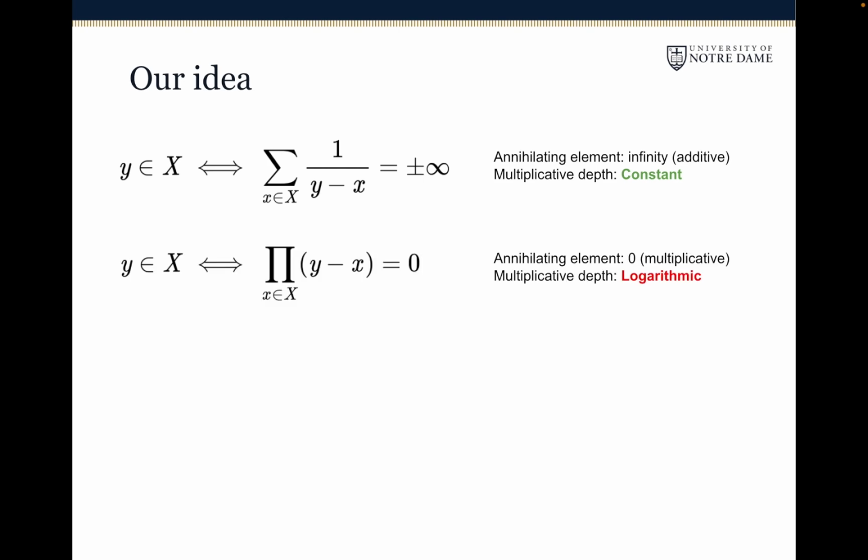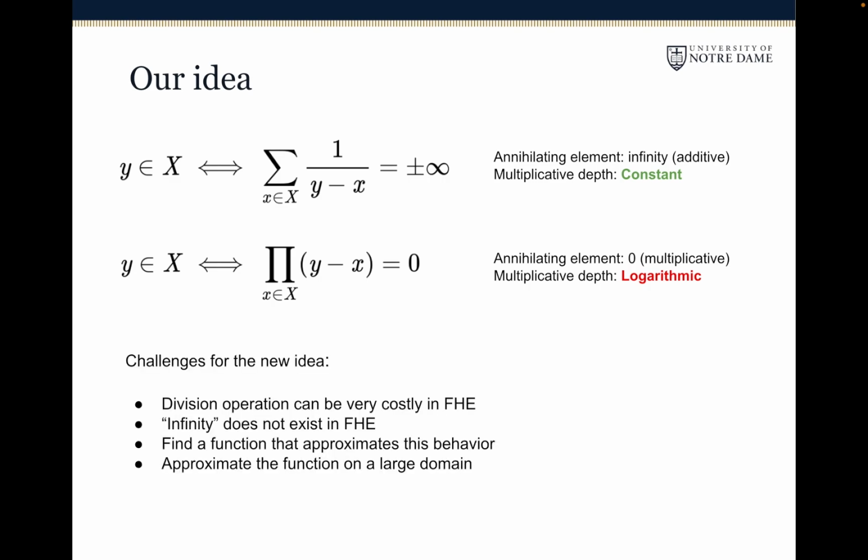So compared to the previous approach, this is how our idea differs, and some challenges that we need to solve to make our idea practical. It's basically computing the division operation, which can be very costly in FHE, finding a function to approximate this kind of behavior, as infinity doesn't exist in FHE, and similarly approximating the function over a large domain to support a large number of sets.